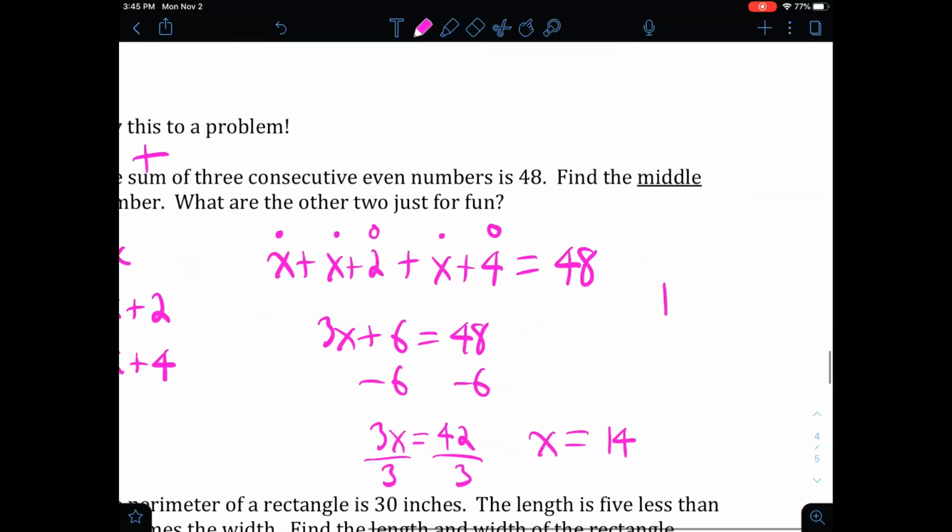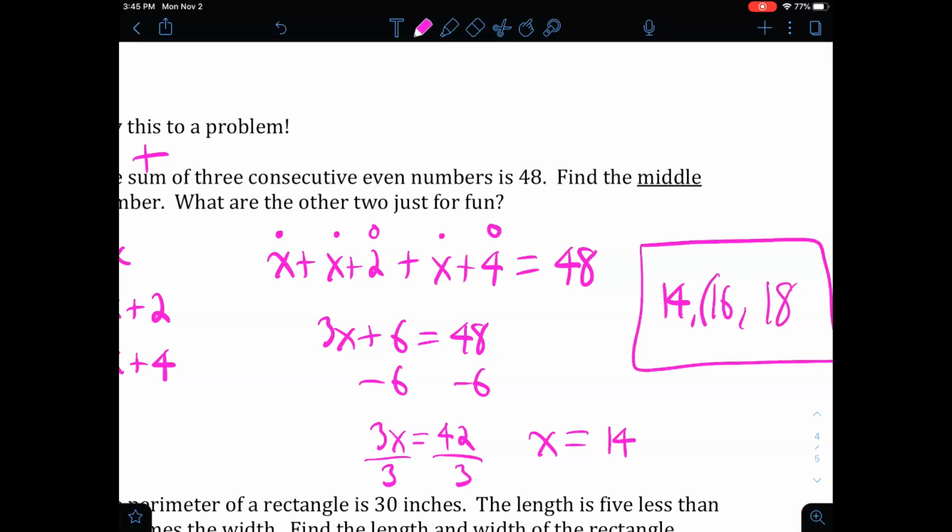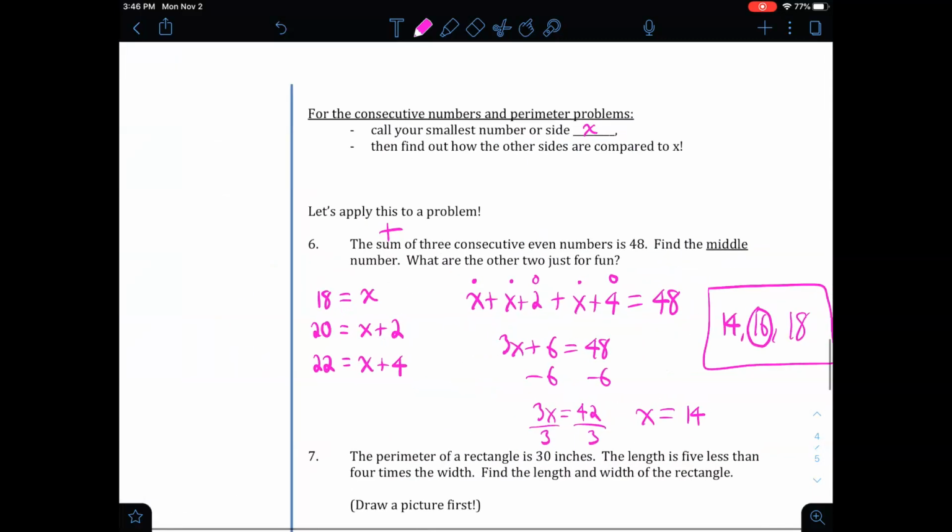What are the other 2 numbers going to be? Well, we're going to count up by 2s since they're consecutive even numbers. So 14, then 16, then 18. These are the 3 numbers we found by solving, and 16 is the middle number, like the problem was asking for. Pretty cool, right?